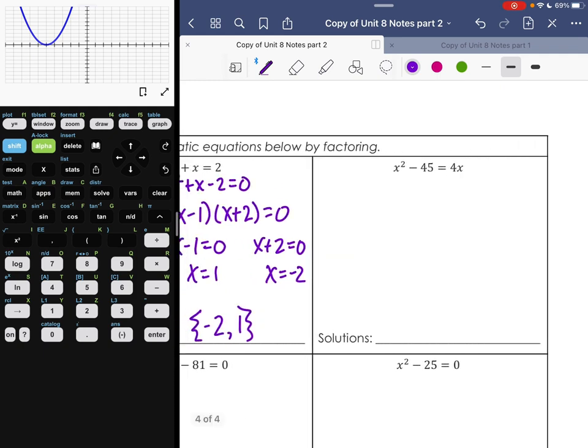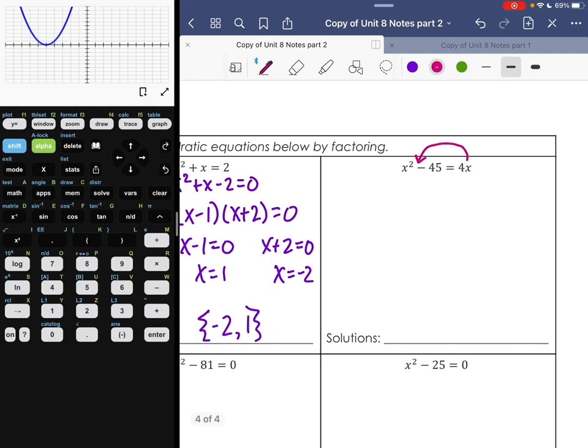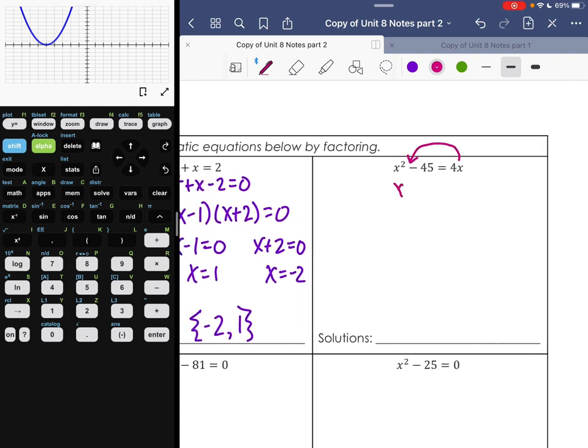The next one, same thing. We've got to move this 4x over here in the middle. So this one, C was on the wrong side. This one, B, is on the wrong side. So we're going to have x squared minus 4x minus 45 equals 0. This was +4x, so when I move it, it has to be negative. And so then we're ready to do our x method.